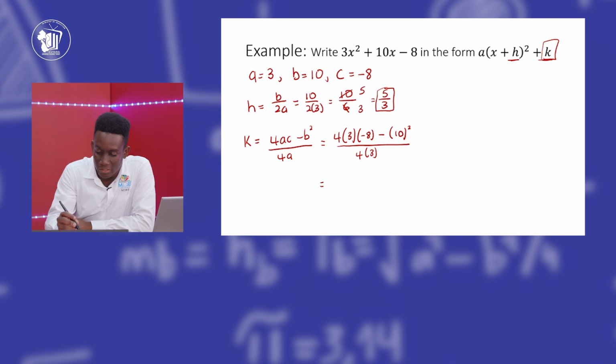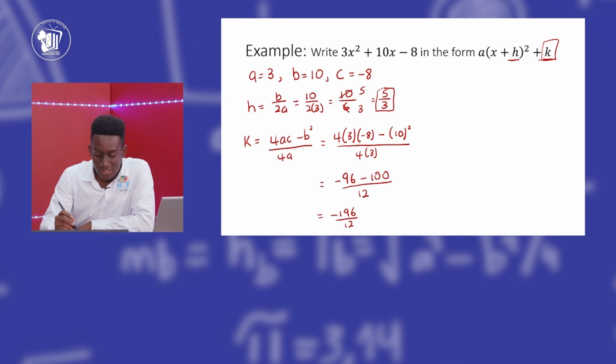So we work this out. 4 times 3 is 12. And 12 times negative 8 will give you a negative 96. Subtract 10 squared, which is 100. All divided by 4 times 3, which is 12. So negative 96 minus 100 would give you negative 196, all divided by 12.